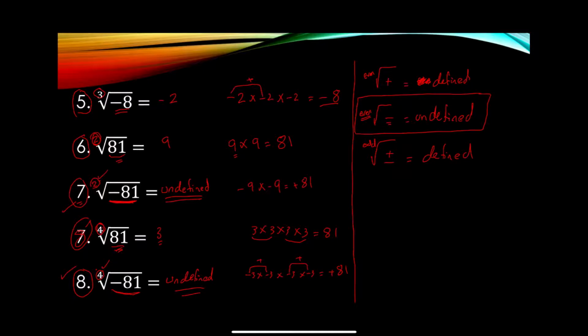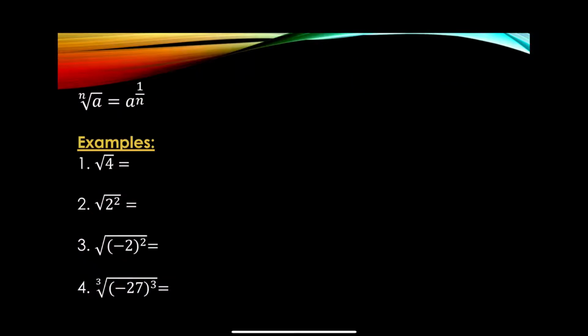There is no way to multiply a number by itself even number of times and get a negative result. In case of odd, we don't have a problem. Whether it was positive or negative, the answer is defined. And I'll tell you one thing. If it is positive, the answer is positive, and if it is negative, the answer is negative. And in case of having even with positive, the answer is only positive. Let's have some more examples.